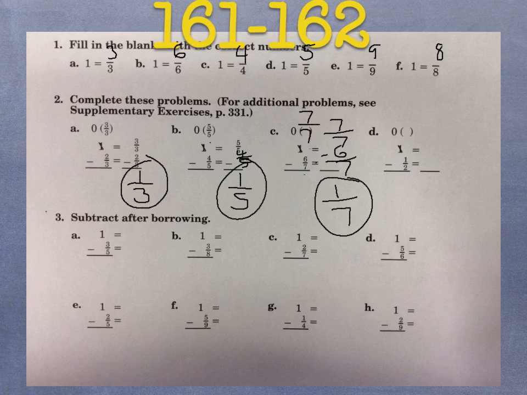D. Since there's a 2 down there as our denominator, this 1 will become 2 over 2. And now we have 2 over 2 minus 1 over 2. Leaves us with 1 over 2.